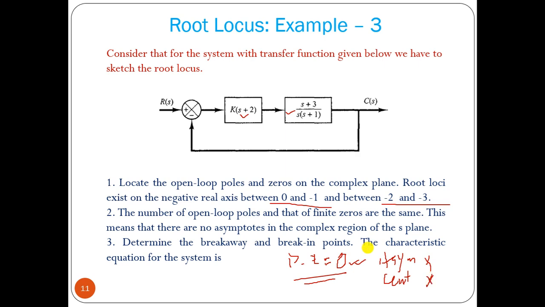So let us see what the plot will be. We have to find the breakaway point and break-in point. In this case, what is the plot? We can see here poles at 0, -1 and zeros at -2, -3. So these two poles come and break away because there is a valid root locus path.